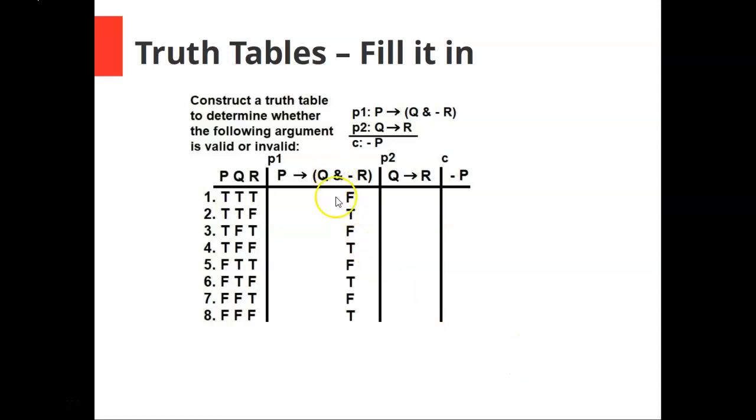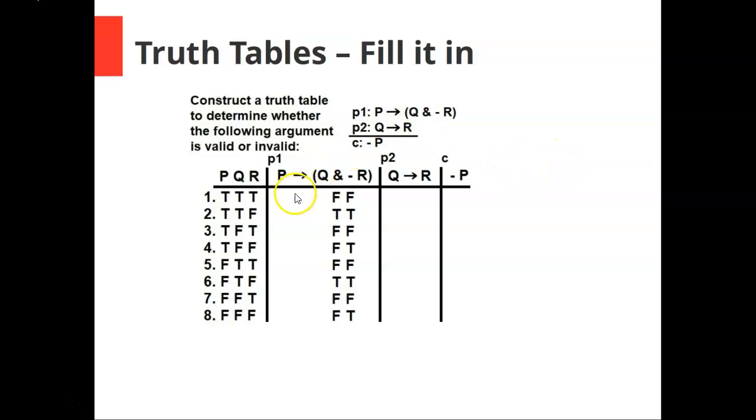Now we can fill in the conjunction. The conjunction is a conjunction of Q and not R. So you look at the Q column, and you look at the not R column, and you apply the rule, a conjunction is only true when both conjuncts are true. In this case, it looks like lines 2 and 6.